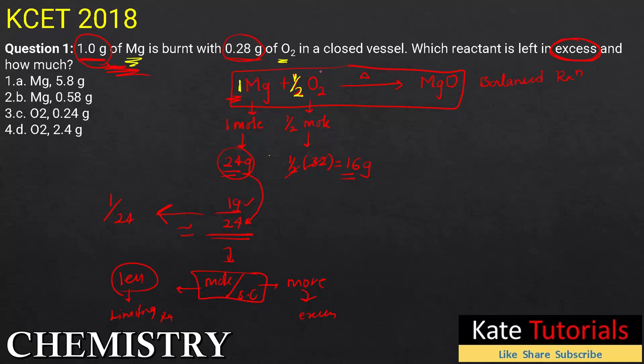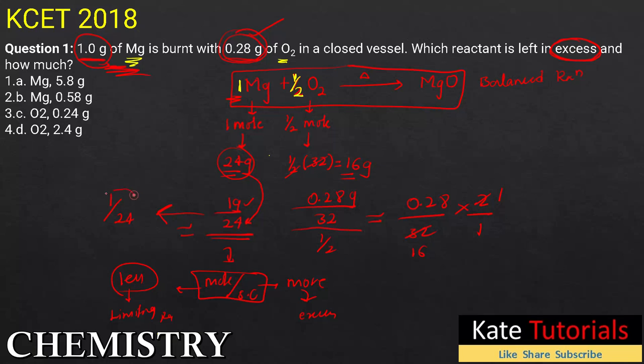We can do the same with oxygen. They have given 0.28 gram of oxygen, divided by the molecular weight, which for O2 is 16 times 2, that is 32. Weight divided by molecular weight gives moles, divided by the stoichiometric coefficient, which is half. So it can be solved like this: 0.28 divided by 32, into 2 divided by 1. 2 sixes are 12, so it can be done like this.